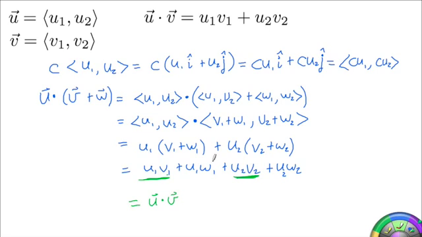Alright, similarly, we have u1 w1 and u2 w2. Well, that's going to be plus u vector dotted with w vector. That's the pure definition of it. So we have here that u dotted with v plus w actually distributes. You get u dot v plus u dot w. This just allows you to add the vectors first and then dot them, or dot them individually and take their answers and add them together. It's a nice little property.